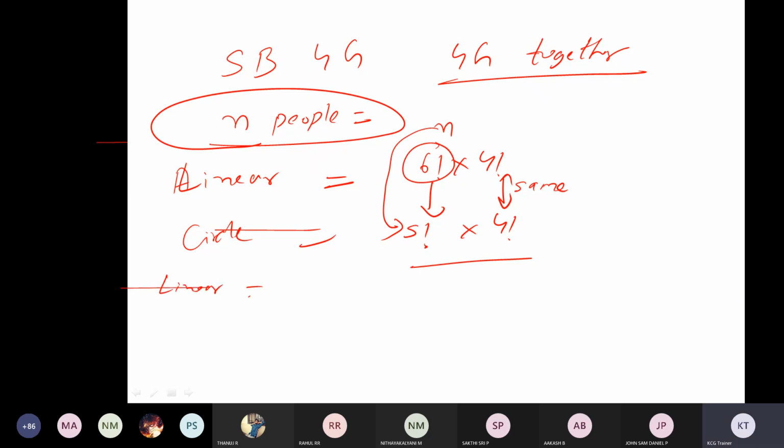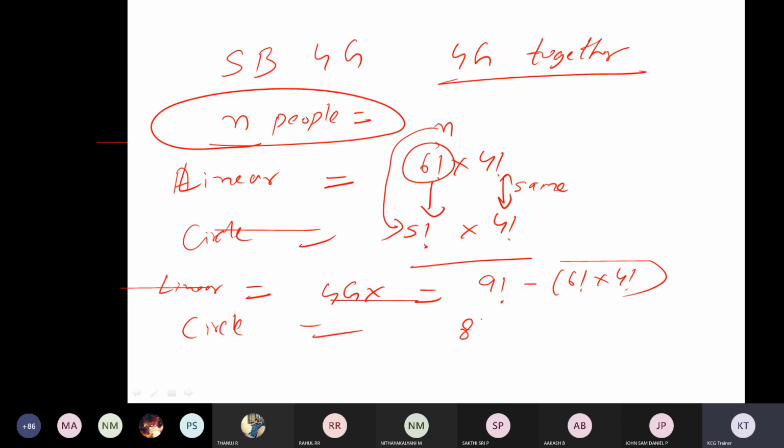Same question. What is the answer for 4 girls not together in linear? 9 factorial minus 6 factorial into 4 factorial. The same question in circle. 9 factorial will become 8 factorial minus 5 factorial into 4 factorial. This is the difference between linear and circle.